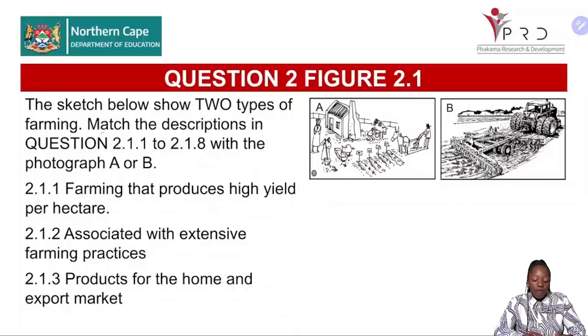So you have your question 2.1.1 up to question 2.1.3. Those are 3 questions. I'm going to give you 3 minutes. Then after 3 minutes, we're moving to the next questions before we start with our corrections. So your 3 minutes start now.